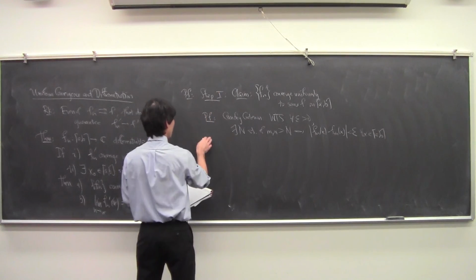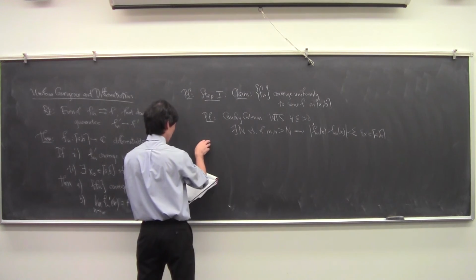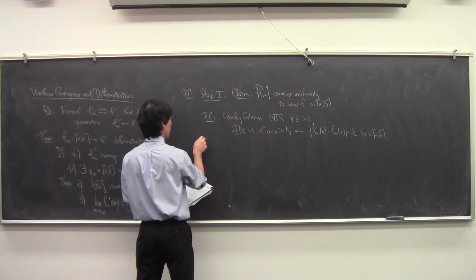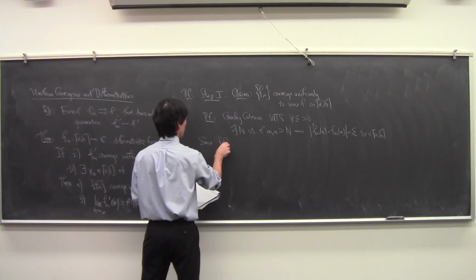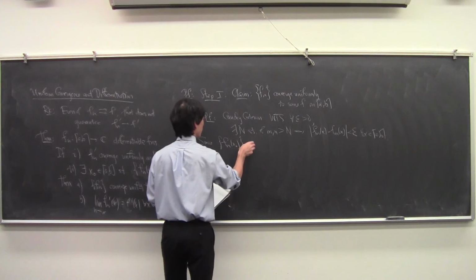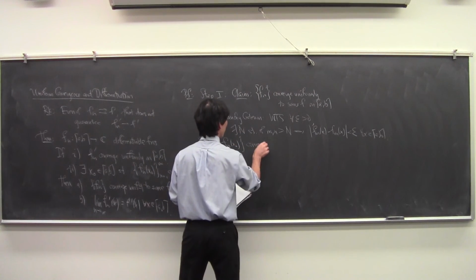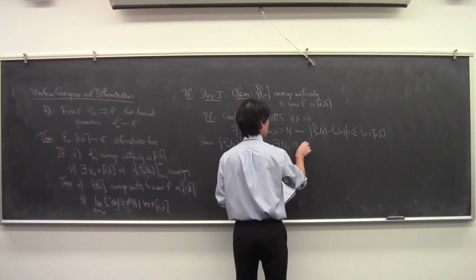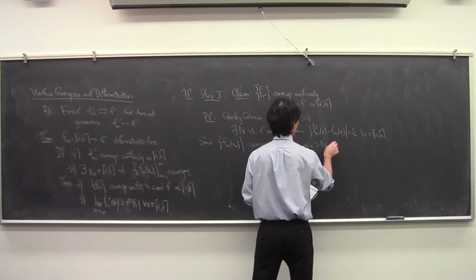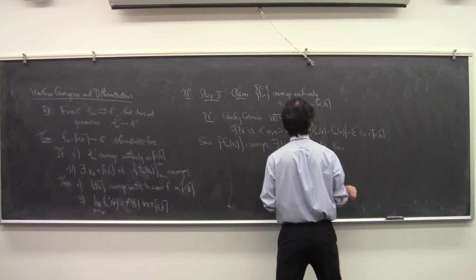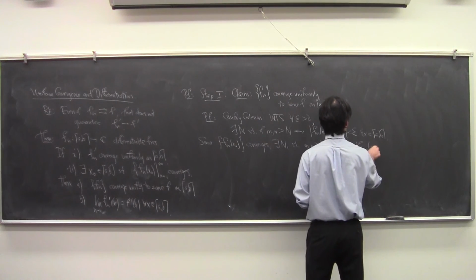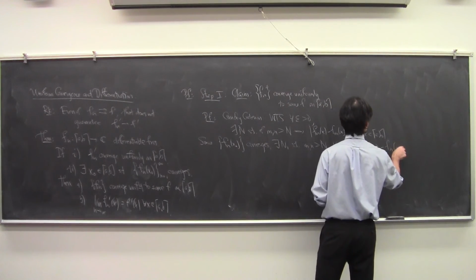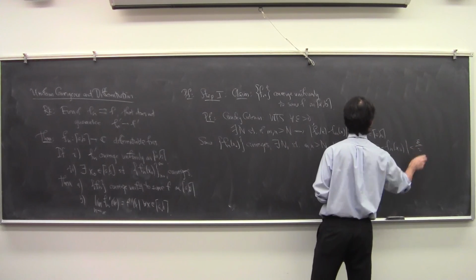So here we go. Part 1: since fn(x0) converges, there exists some point such that if we are past it, then fn(x0) minus fm(x0) is smaller than epsilon over 2. Okay.